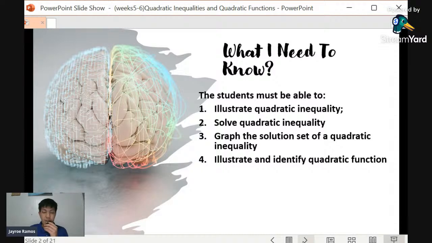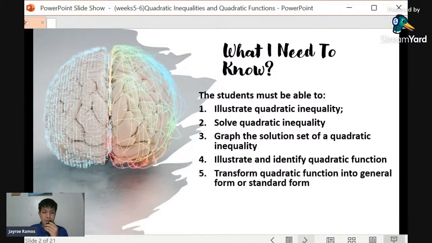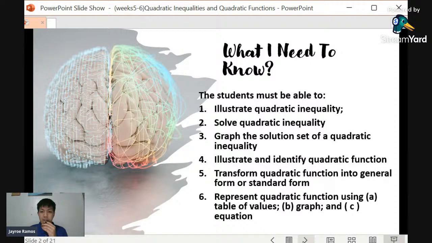And then we're going to proceed to quadratic function. We're going to illustrate and identify what quadratic function is. Then we're going to transform quadratic function into general form or standard form. Then represent quadratic function using table of values, graph, and equation. Here we identify, given a table of values, kailan natin masasabi na ang graph ay quadratic function. And of course, as an equation.